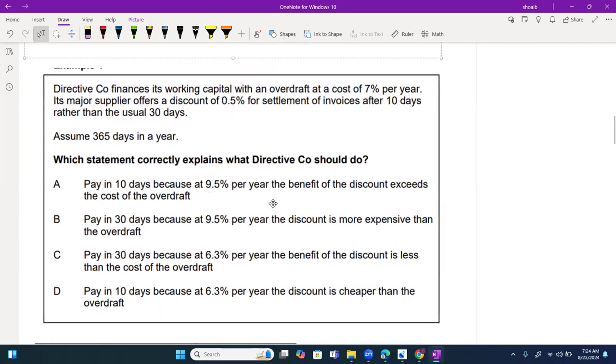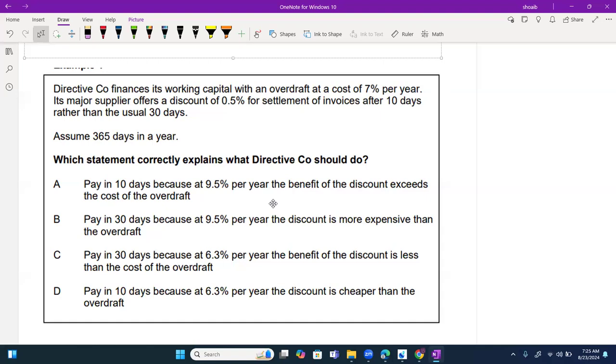Okay. Next is a question that has been tested in different exam sittings. Directive company finances its working capital with an overdraft at a cost of 7% per year. Its major supplier offers a discount of 0.5% for settlement of invoices after 10 days rather than the usual 30 days. Assuming there are 365 days in a year, which statement correctly explains what Directive company should do?